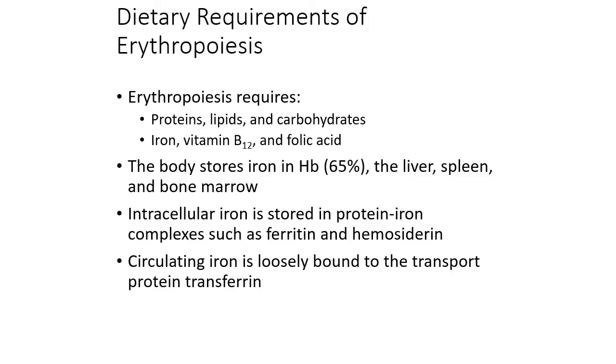So we said that it requires the components of kind of diet in order to manufacture normal red blood cells. So we need adequate amounts of proteins so that we can get the amino acids that we need.